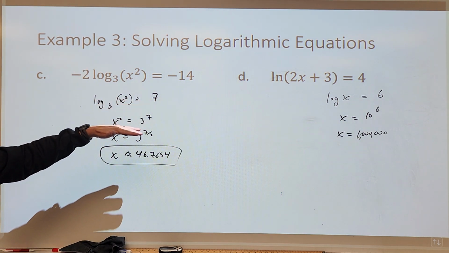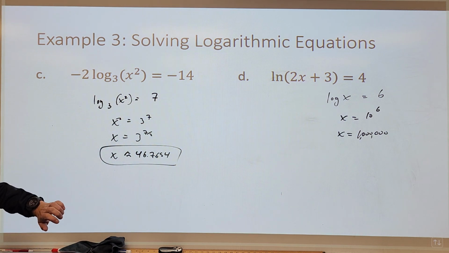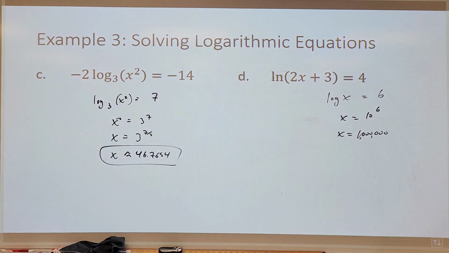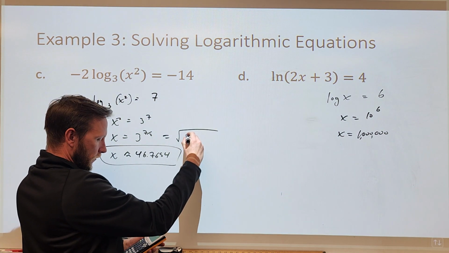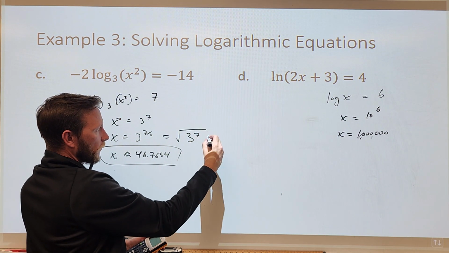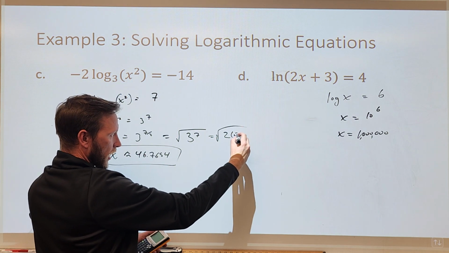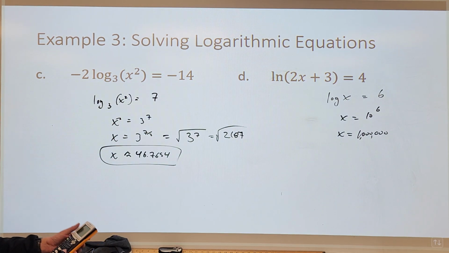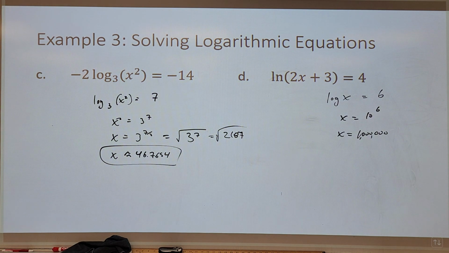We divided both sides by -2 to get a positive 7. We took 3 to the 7th power is equal to x squared. I don't care what 3 to the 7th power is. We're going to take the square root of 3 to the 7th power. If you wanted to write that as the square root of 3 to the 7th, or as the square root of 2187, and then simplify that radical, that would be fine with me. But there is your decimal approximation. I'm okay with decimal approximations.